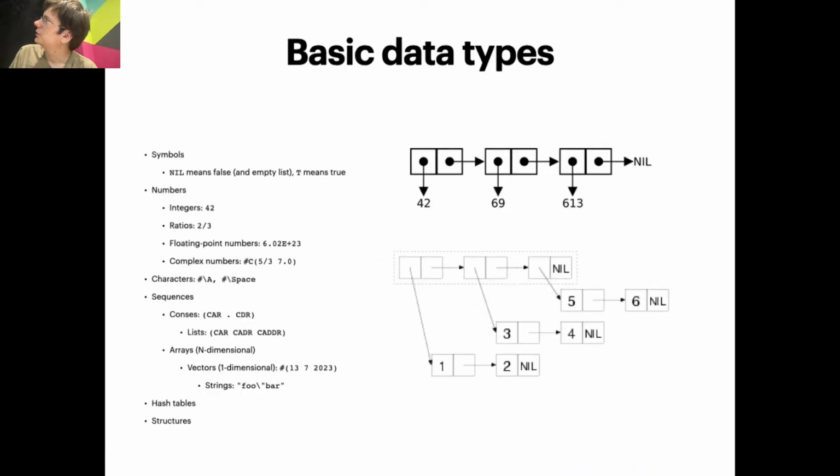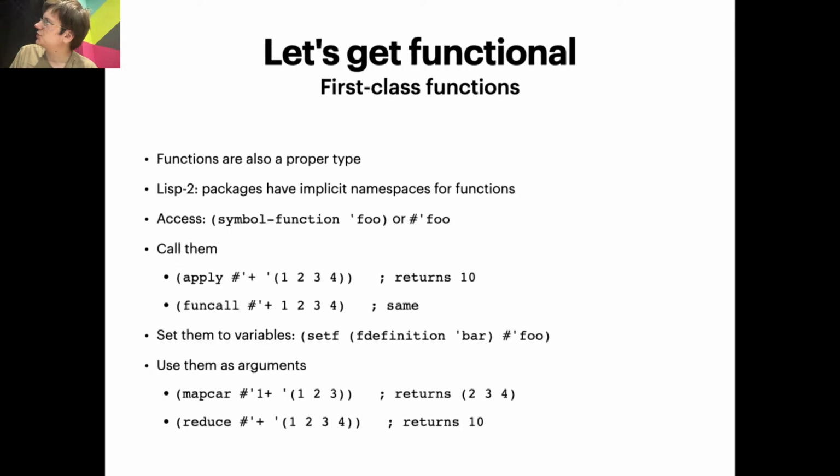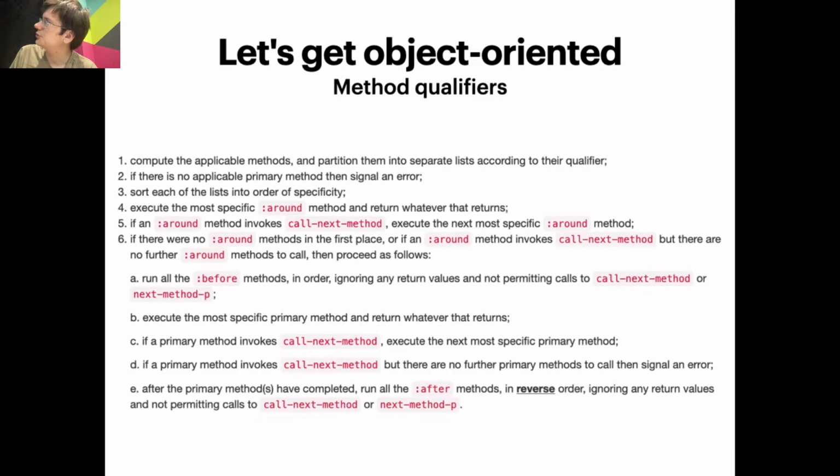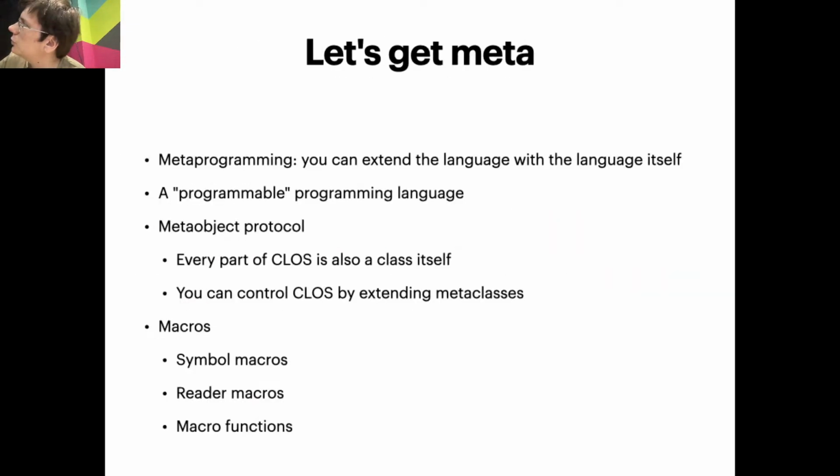So this is the definitive source of information about the Meta Object Protocol, and I'm not going to go into much detail in this presentation, but the point is that the object system in Common Lisp is meta-circular. Basically every part of the object system is also a class, and we can extend the object system by extending these system classes.